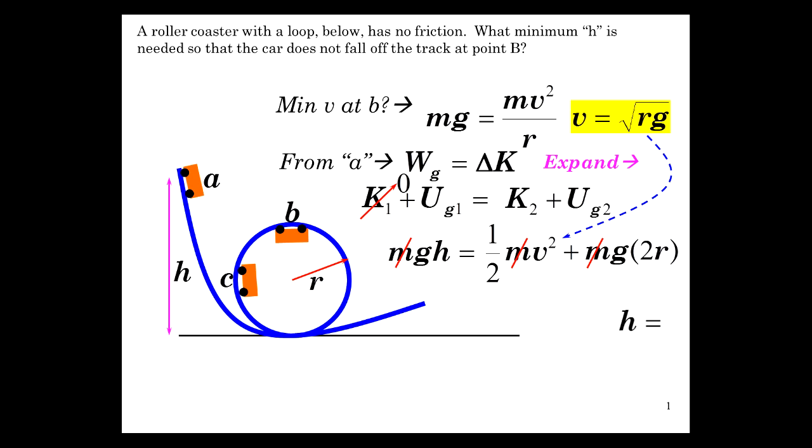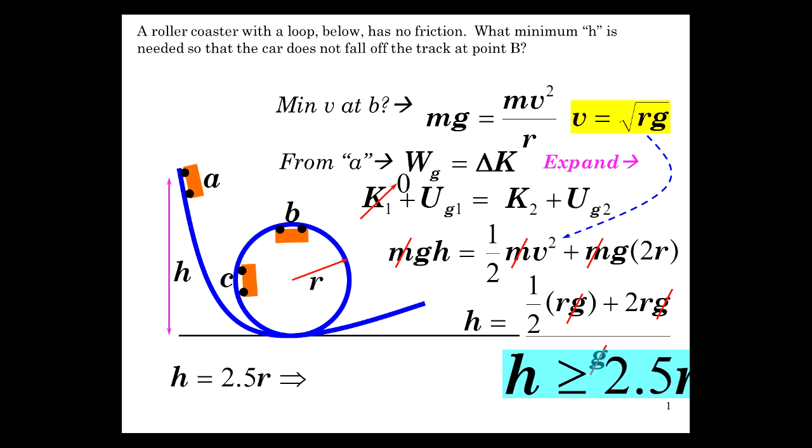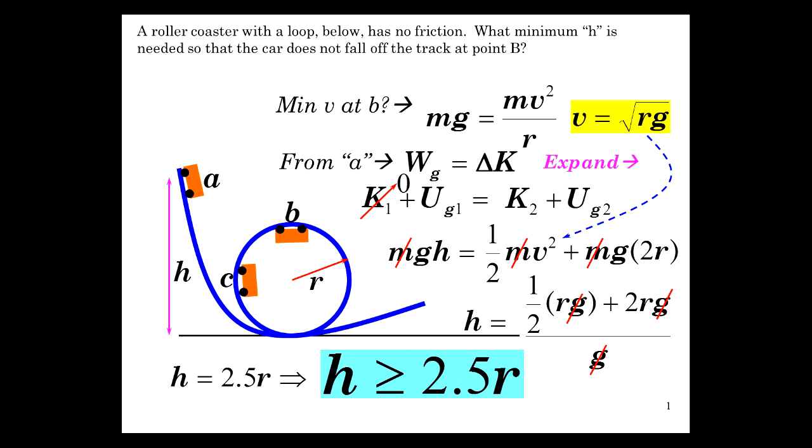So the m's go away, and we divide everything through by g, and we have the answer. Namely, h is 2.5 r. So actually, height has to be greater than or equal to 2.5 times the radius. Let's do the problem again, this time starting at a height of 3.5 radii.